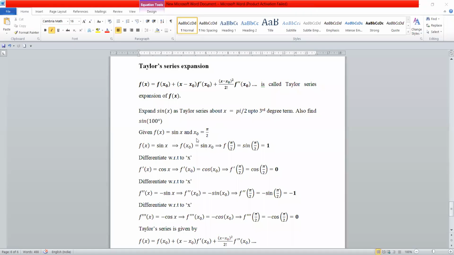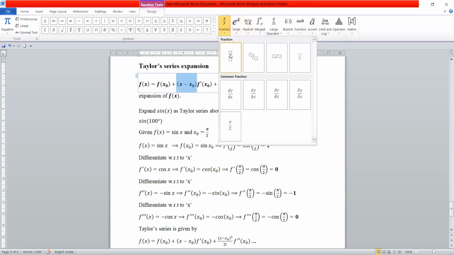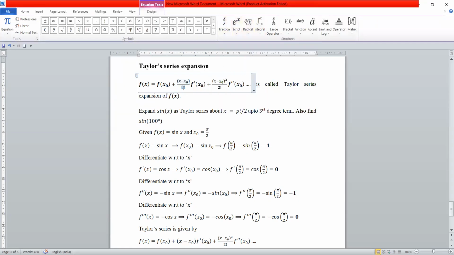First I'll discuss this Taylor series. What is Taylor series expansion? f of x is equal to f of x naught plus (x minus x naught) f dash of x naught plus (x minus x naught) whole squared divided by 2 factorial into f double dash of x naught and so on. That's called Taylor series expansion. Here we can write like this, we can put 1 factorial.